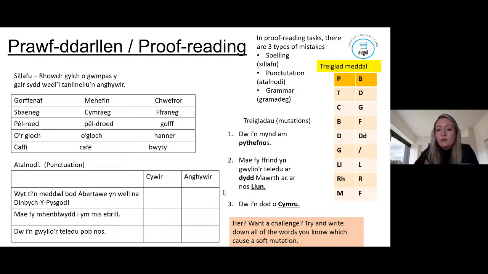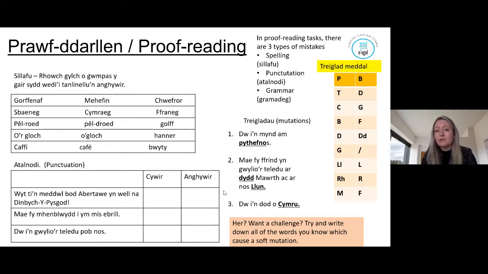So the first three words, you've got gorffennaf, mehefin and chwefror. Okay, all of the months. Gorffennaf, July, mehefin, June and chwefror, February. Okay, what I'd like you to do for this task, write in the chat for me which word you think out of those 3 months is spelt anghywir, incorrectly. Okay, so two of them are spelt fine, and one of them is spelt incorrectly. So can you write in the chat now which one is incorrect?